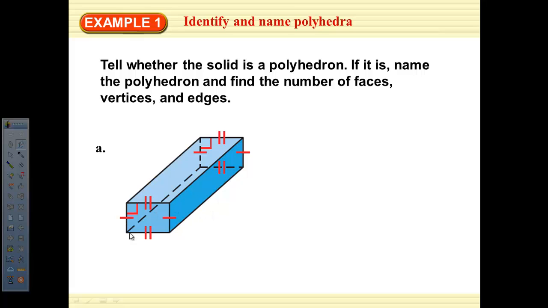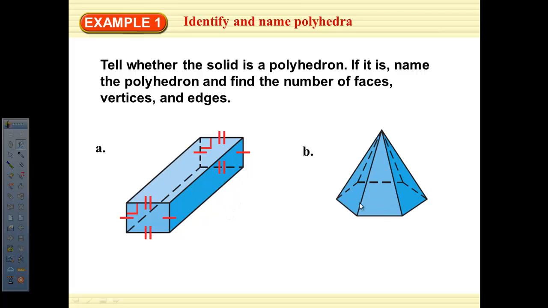Vertices, we've got 4 in the front. Remember, vertices are the corners here. So 1, 2, 3, 4, and then in the back 5, 6, 7, 8. And then the number of edges. Well, we've got 4 in the front, 4 in the back, and then we've got another 4 going between the front and the back. So that's 4, 8, and then going around the sides 12.